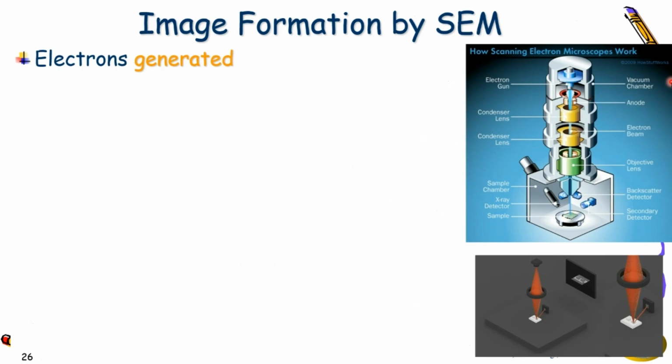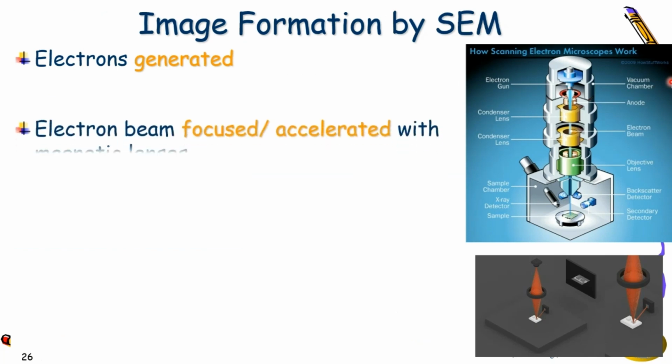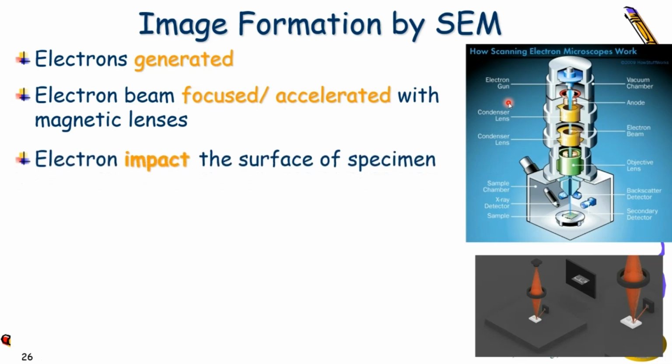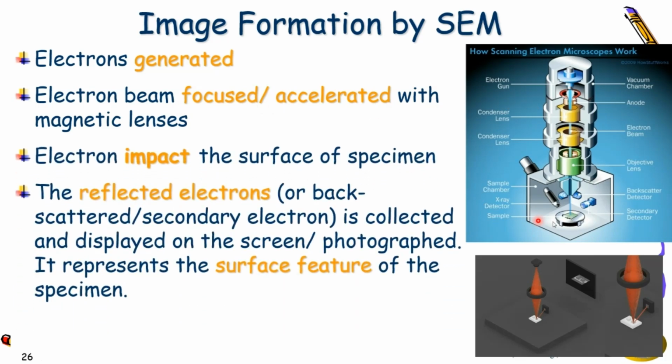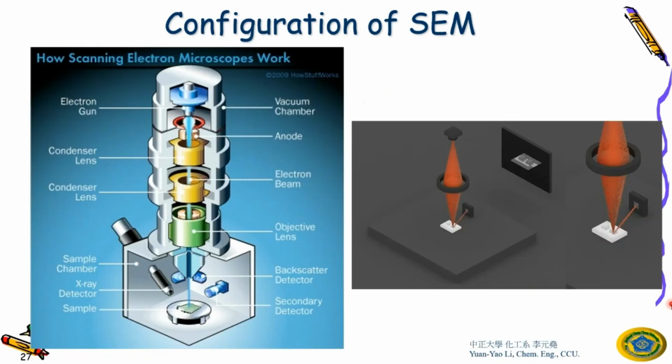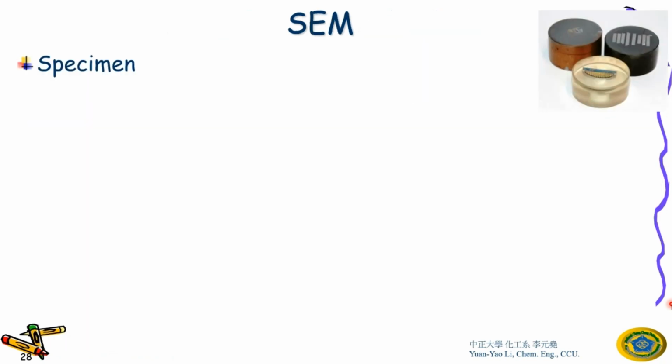The image formation by SEM is that the electrons are generated here, focused, decelerated, and impact the specimen. So you get the figures, and you do the scanning. The electron beam is so small that in order to observe, you scan the surface. I'm sorry, I need to skip this.